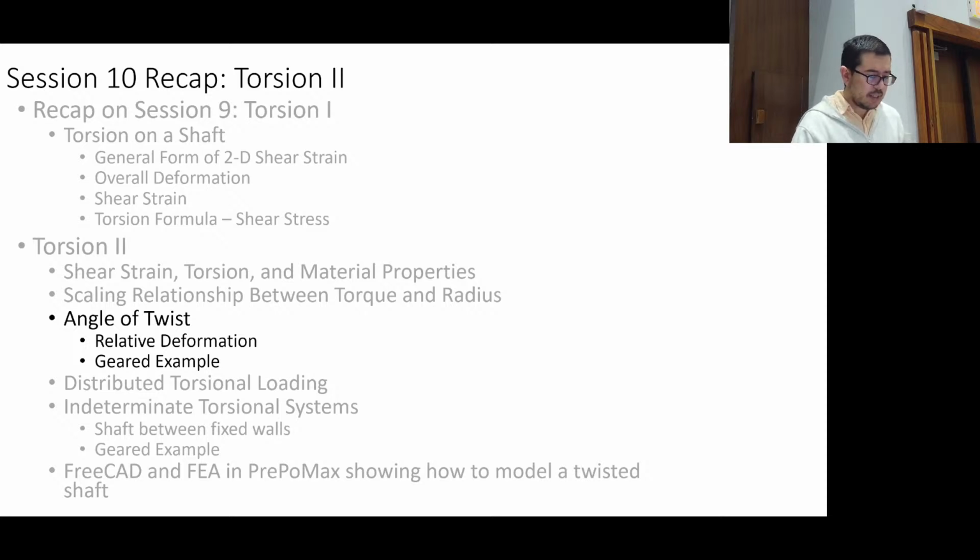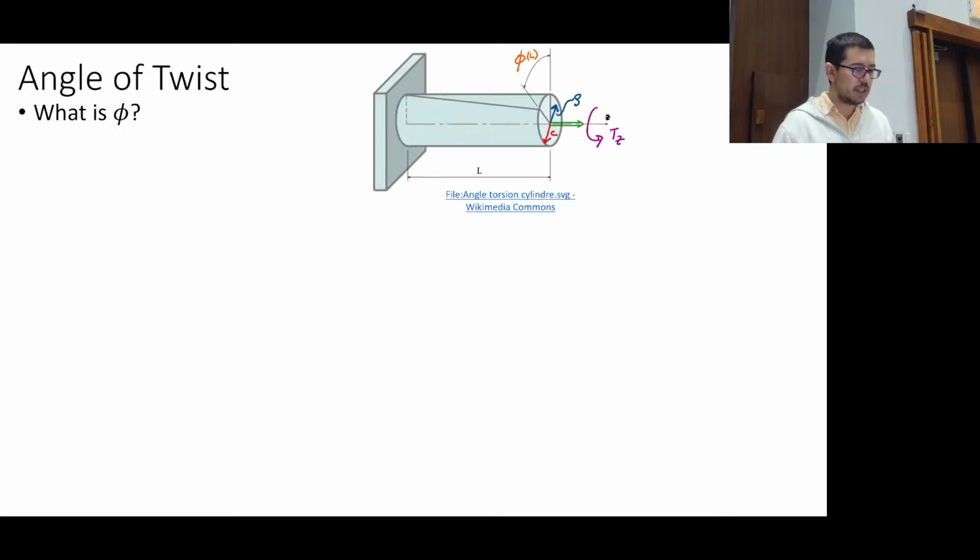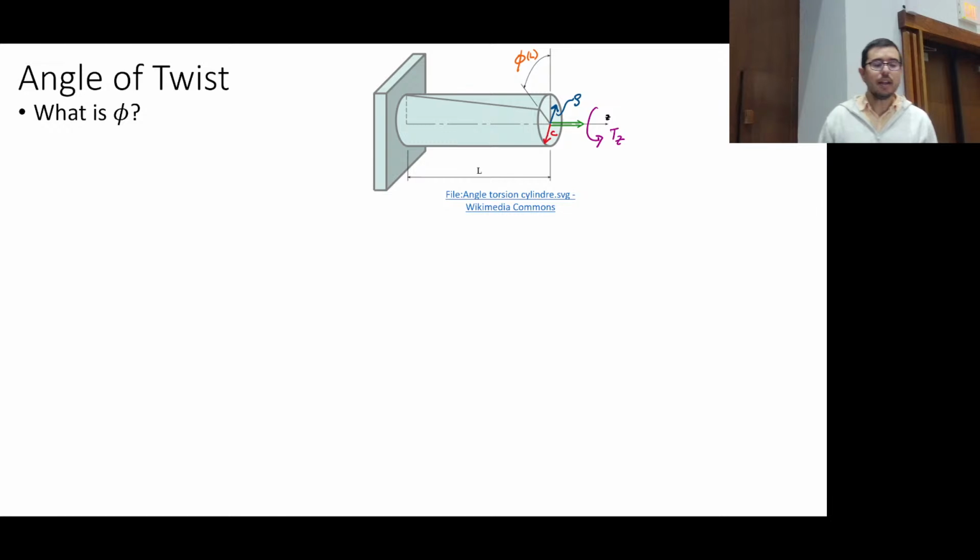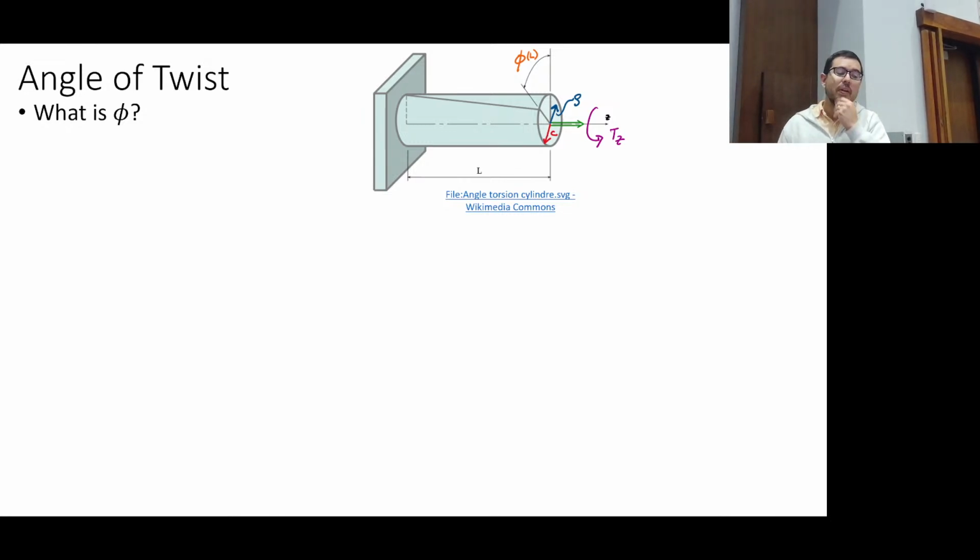Okay, so let's look at some relative deformation with angle of twist. We talked last time about how this phi, this angle of twist, would be proportional to the length. And you could think of phi, if it's halfway along this shaft, it's going to be half what it is at the end. So 1/2 phi of L is equal to phi of L over 2, for example.